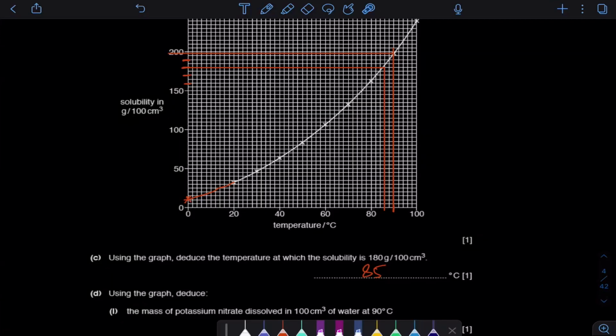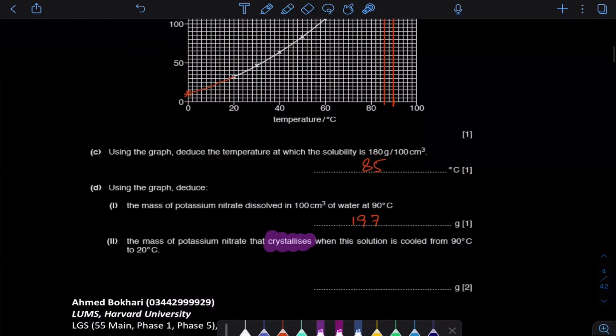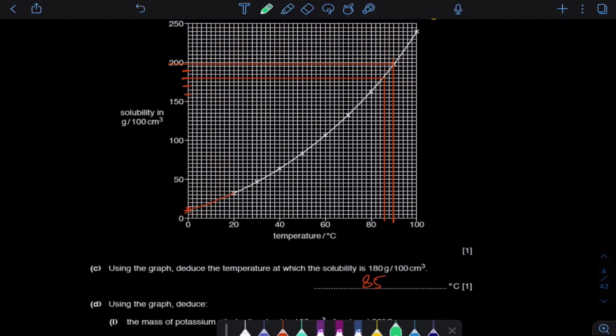So 65 will still be dissolved, but the difference between them is no longer soluble, that has crystallized. So now they ask us to find the mass that crystallizes when it's cooled from 90 to 20. So now you have to draw a graph at 20. At 20 I note its value. Again I will show the working and draw a straight line. I think this must be 50, this is 40, this is 30. So I'm assuming 32.